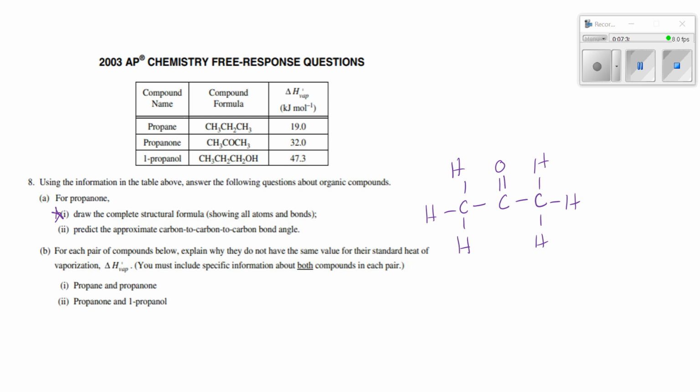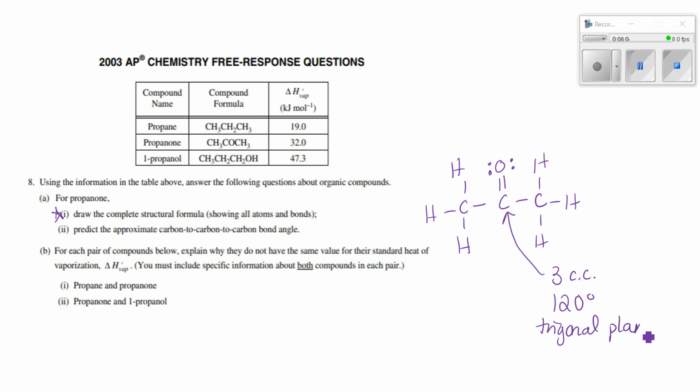And then predict the carbon to carbon to carbon bond angle. So they're saying, like, what's this bond angle right here? On this year's test, maybe you'd be given the structure and then asked, what's the bond angle? So you look at your carbon, it's got 3 charge clouds around it. It's going to be a 120-degree bond angle. You might also be asked the name of the shape. I would say it's trigonal planar.